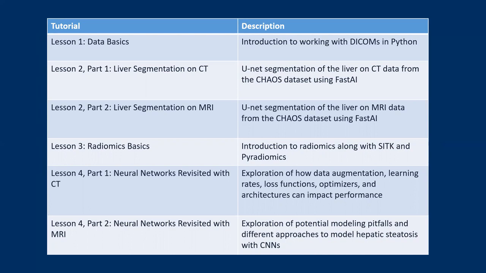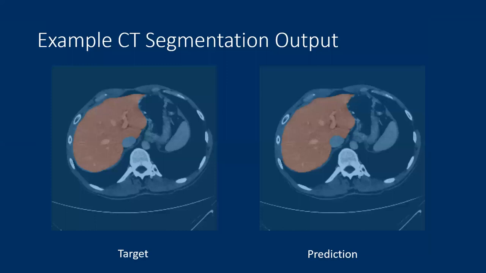Then we review some basics of radiomics, and then in the final pair of notebooks, we go back to the UNet segmentation performed in lesson 2 and review some of the finer modeling details as well as potential modeling pitfalls. So based on even the relatively simplified code provided in the tutorial, here's an example axial CT slice, which shows the manually drawn target segmentation provided by the CHAOS dataset on screen left and the predicted segmentation on the right side of the screen.